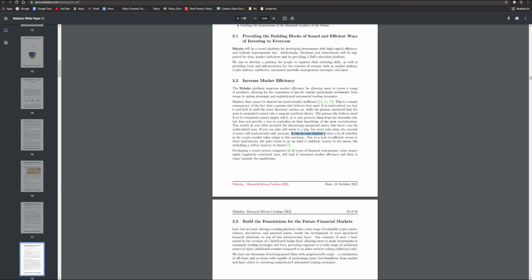It can be even stipulated that a lot of volatility in the crypto market takes origin in this mechanic. Due to a lack of sufficient access to short instruments, the price tends to go up until it suddenly reverts to the mean, like stretching a rubber band to its limit. So that was an interesting thought. Because apparently it's harder to do shorts than it is to do longs in the crypto market, that it leads to prices going up until suddenly it crashes back down to what is a fair value.